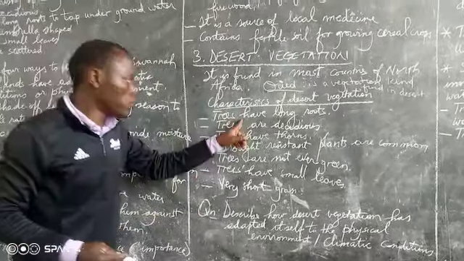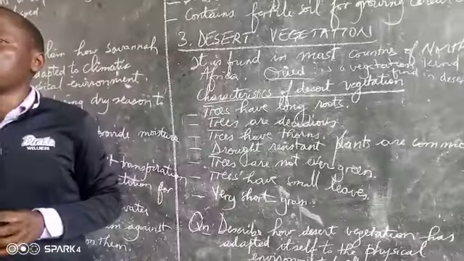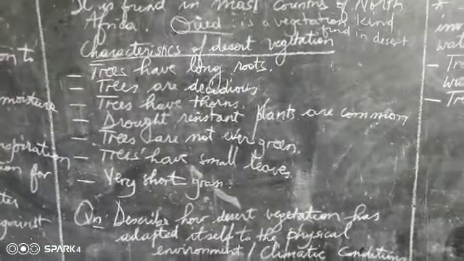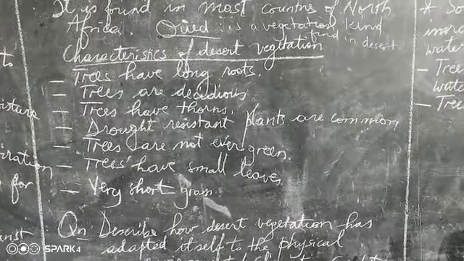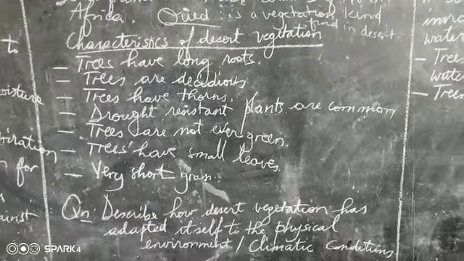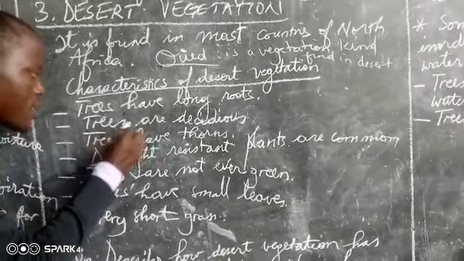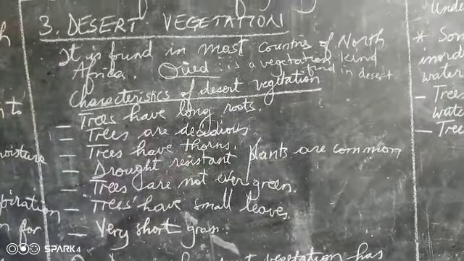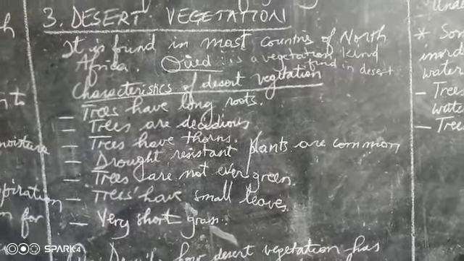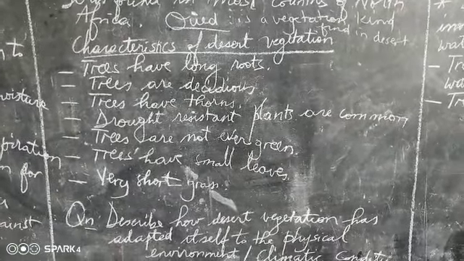Number one, trees have long roots. The roots of trees found in the desert are very long. The reason they are long is that those long roots tap underground water, the water which is deep, so that those trees can grow well. Trees are deciduous. What does it mean? It means that trees in desert lose their leaves, especially during dry season, and gain them during the rain season.